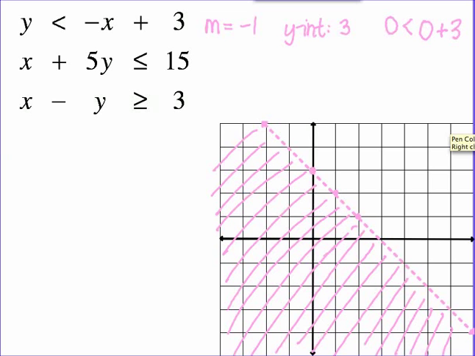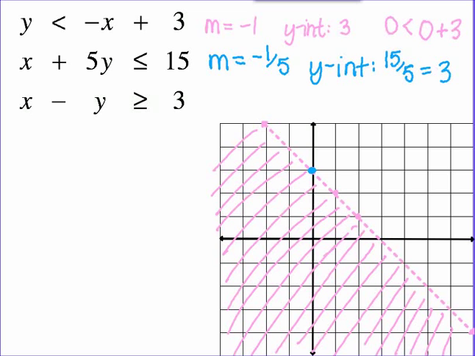Next line. We need to figure out the slope, folks. What's the slope going to be? -1 over 5, yep. What's the y-intercept going to be? 15 over 5. 15 over 5, which is? 3. So see how those shortcuts are working? They work really well. So I've got a y-intercept of 3.